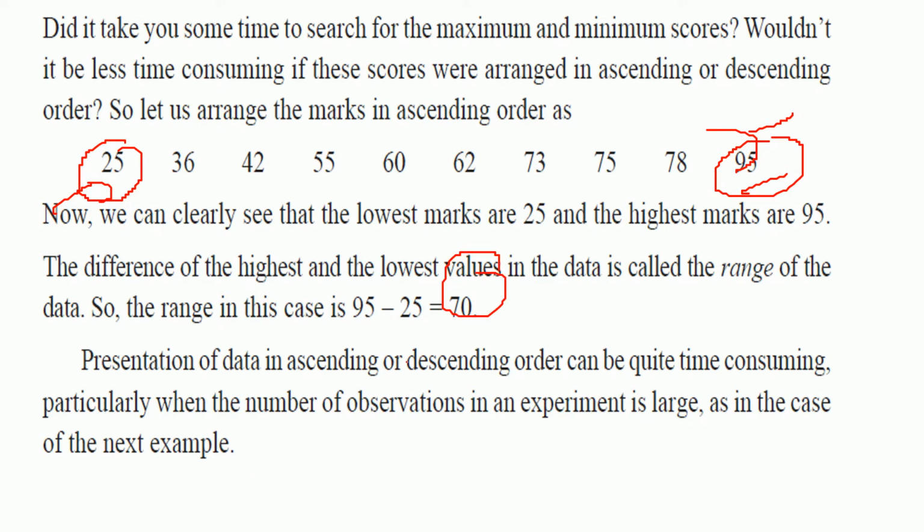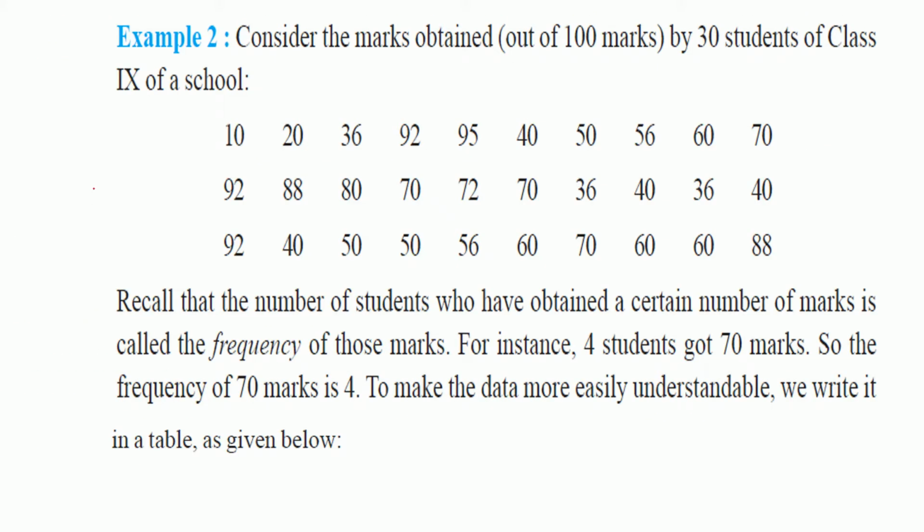So just by presenting the data in ascending and descending order, you have got immense information which cannot be received or observed from the data which is not in proper form. We'll take one more example. These are the marks of 30 students. 30 students out of 100 marks they have obtained.